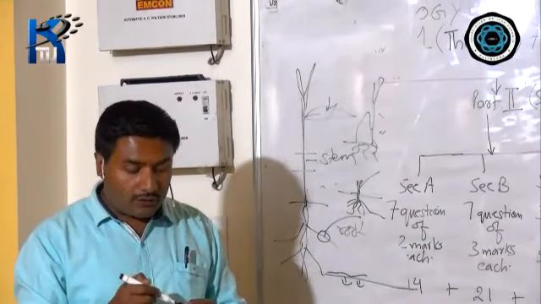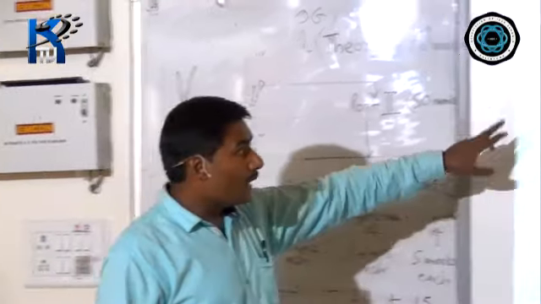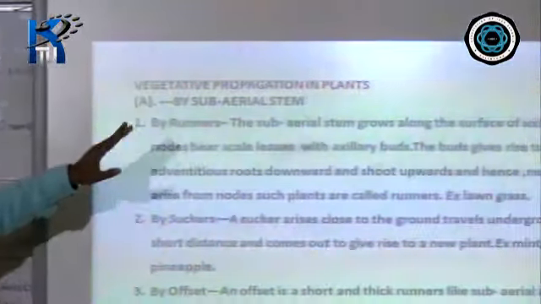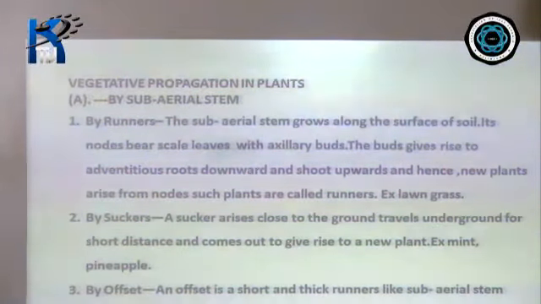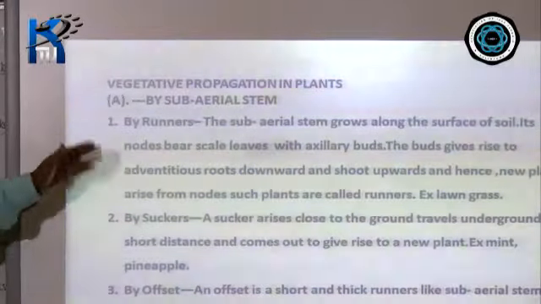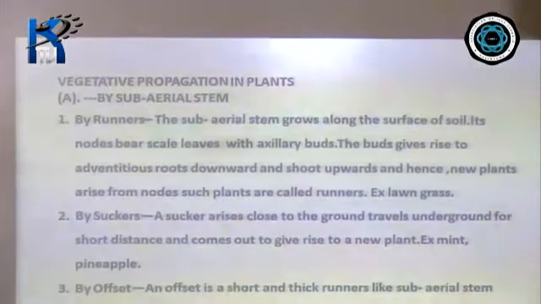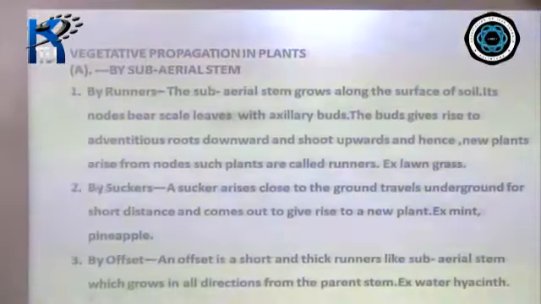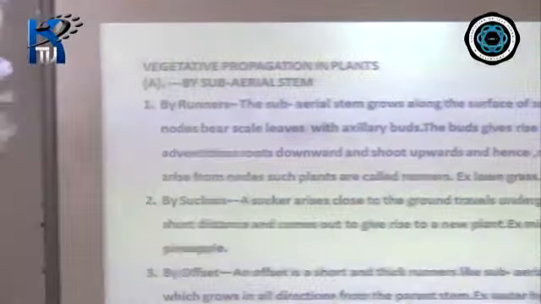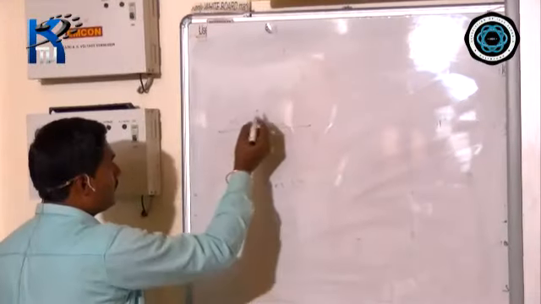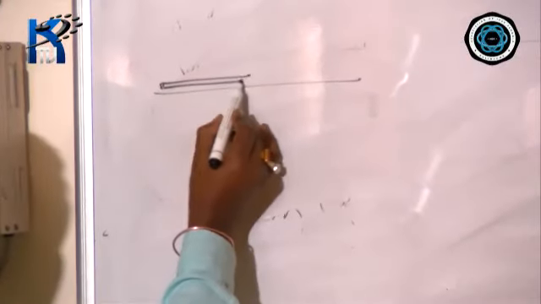So among them, first of all, according to your syllabus, we will be learning one type of subaerial stem, that is the runner. Now, how do you know that it is a runner? First of all, the write-up: the subaerial stem grows along the surface of the soil. Suppose this is the land. Here the stem grows along the surface of the soil.